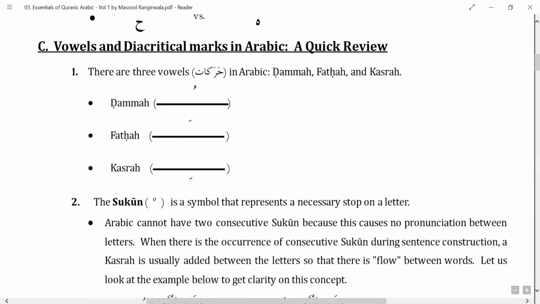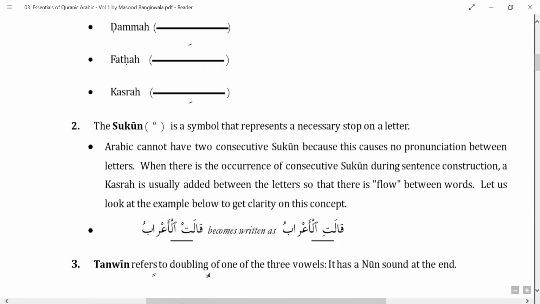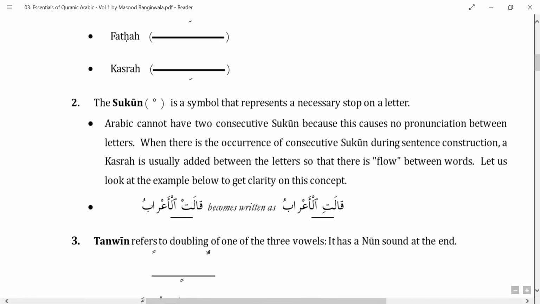Apart from this, if you don't have any harakat, if you don't have any movement of the lips, if you just have to give a sound, that's a stop sign. That's called a sukoon. If you want to stop on the letter. In Arabic, you cannot have two consecutive sukoon because you cannot pronounce them. Whenever you have two consecutive sukoon, a kasra is added so that you have a flow and you're able to read. For example, over here there's a sukoon, qalat.